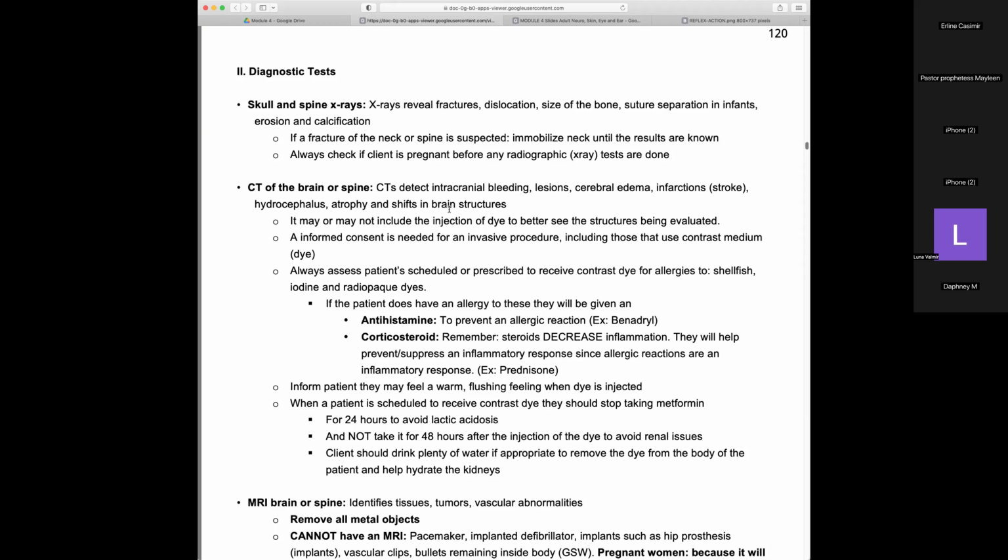One more time, what do you need to know? A CT can be with or without contrast. If the doctor ordered it with contrast, you need informed consent. You have to verify for allergies to shellfish, iodine, and radio-opaque dyes. And if the patient is taking metformin, you stop the metformin 24 hours before, 48 hours after.